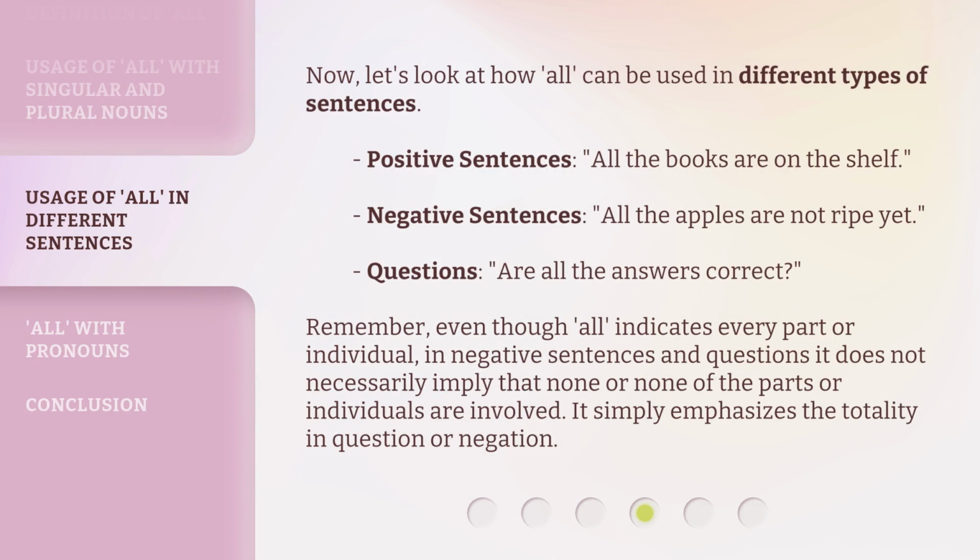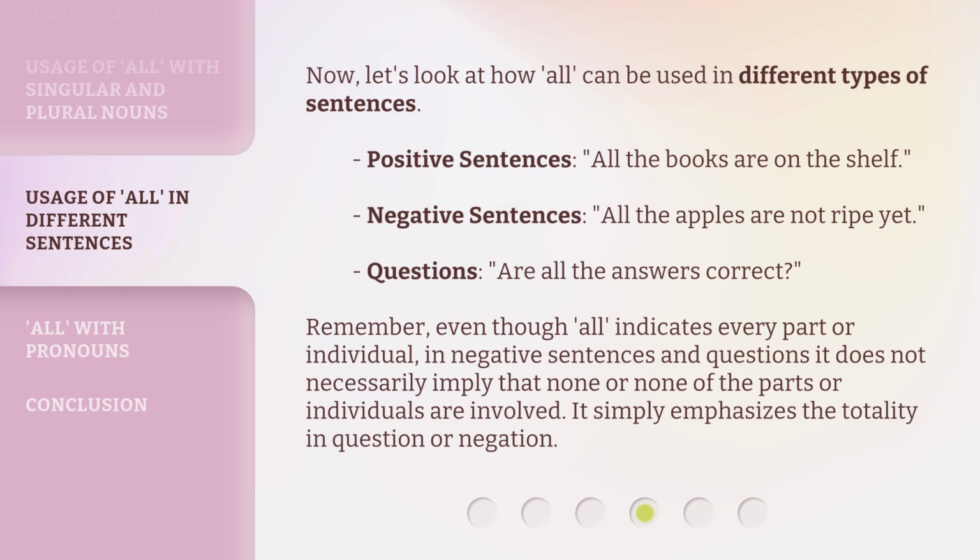Now, let's look at how all can be used in different types of sentences. Positive sentences: "All the books are on the shelf." Negative sentences: "All the apples are not ripe yet." Questions: "Are all the answers correct?"